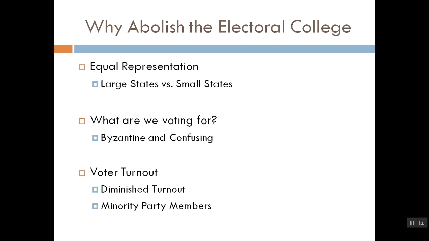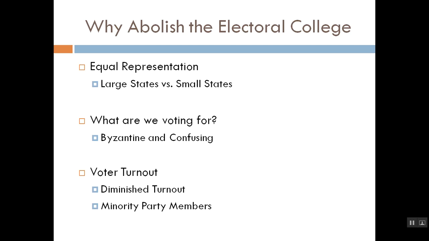The next major argument against the Electoral College that is commonly put forward by its opponents is that it's Byzantine and esoteric, or confusing. In other words, people don't have any idea what we're actually voting on. It's taken me a lot of time just to explain how this system works. It would be a lot simpler if we just got everyone together, everyone cast a vote, and then whoever got the most votes won. And that would be a very, very simple process.